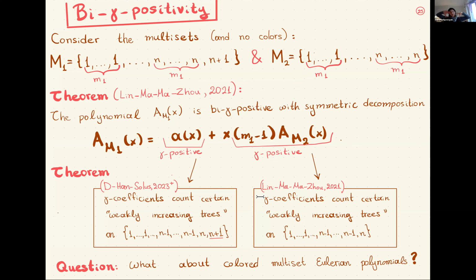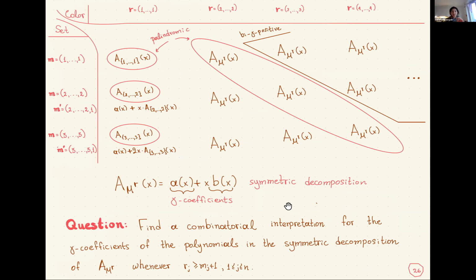And they also even gave a combinatorial interpretation for the gamma coefficients of the B polynomial in the symmetric decomposition. So since it's bi-gamma positive, the A and the B are gamma positive, and the gamma coefficients of the B polynomial do count something. They expressed what they count in terms of weakly increasing trees. Something that we did is express also the gamma coefficients of the A polynomial in terms of some other weakly increasing trees, with certain properties. And now the question would be, what happens more generally with the gamma coefficients? Can we find a combinatorial interpretation for the gamma coefficients?